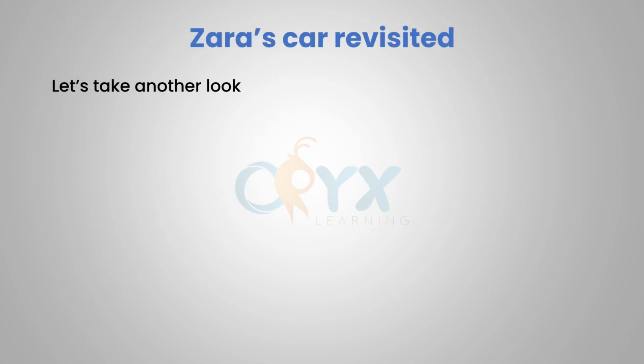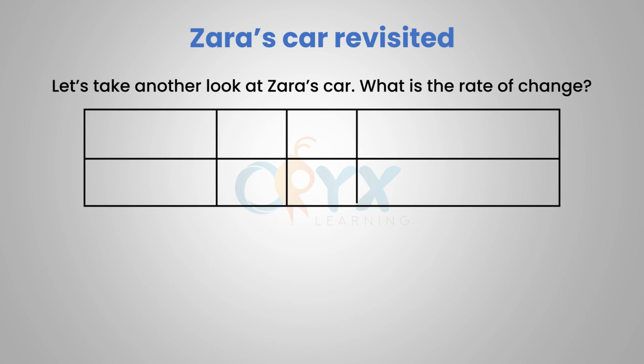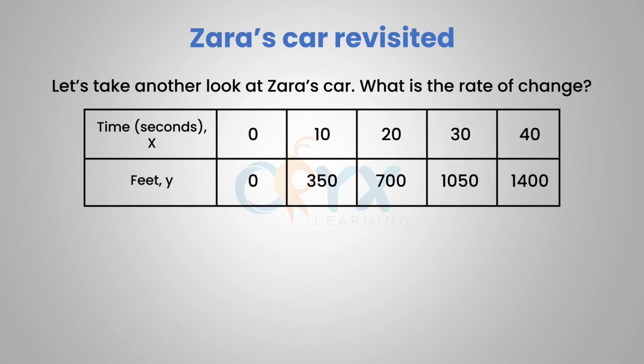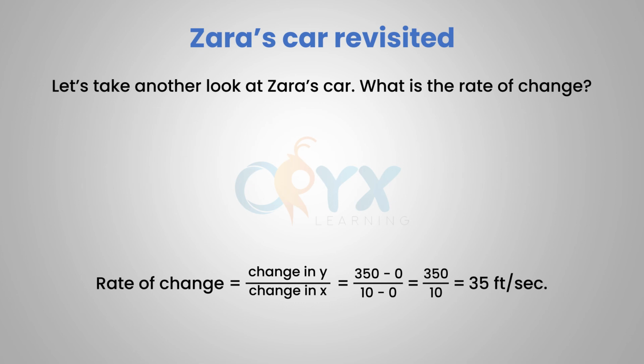So let's take another look at Zara's car. What's the rate of change? If we look at the table, we can see that the change in y is from 0 to 350, so 350 minus 0. And the change in x, 10 minus 0, gives us 350 over 10, or 35 feet per second. As the y increases by 350 feet, the time increases by 10 seconds. And again, rate of change is change in y over change in x, 350 divided by 10, which gives us 35 feet per second.